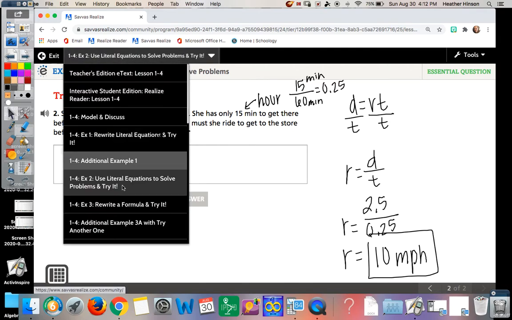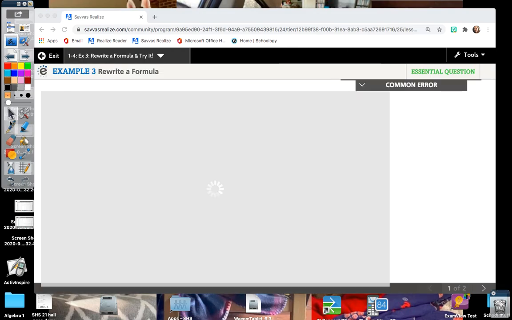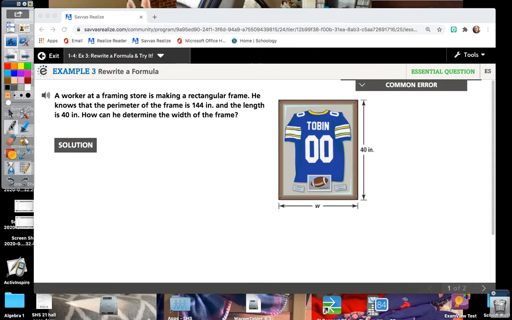Okay, example 3. For example 3, a worker at a framing store is making a rectangular frame. He knows that the perimeter of the frame is 144 inches and the length is 40 inches. How can he determine the width?